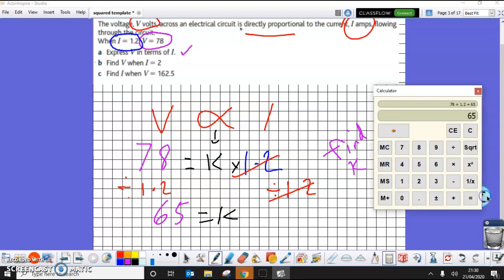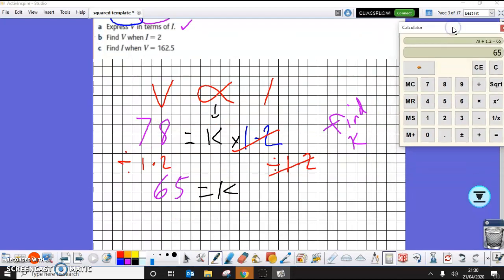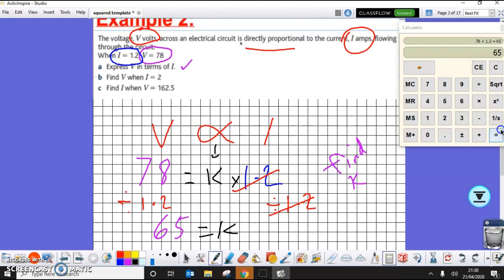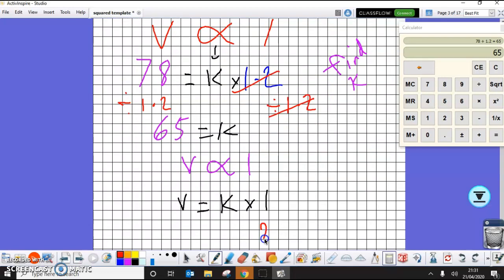So, rewrite the equation out. So V is directly proportionate to I. So V equals k times I. And now substitute in the values that it gives me. Find V when I equals 2. I equals 2.